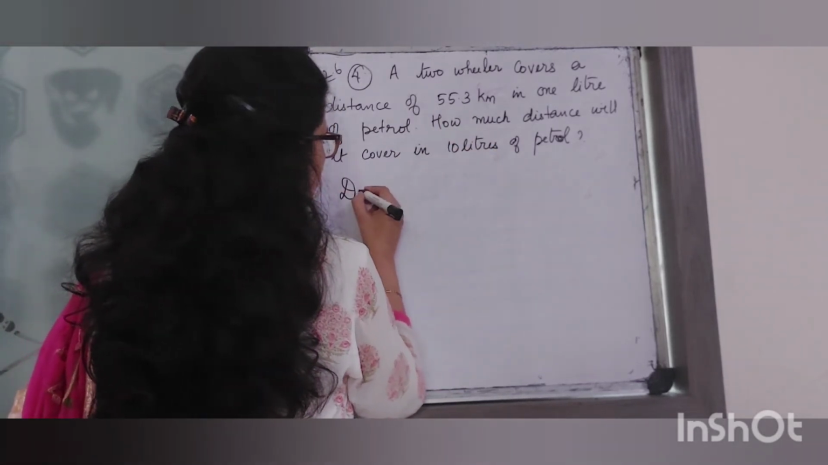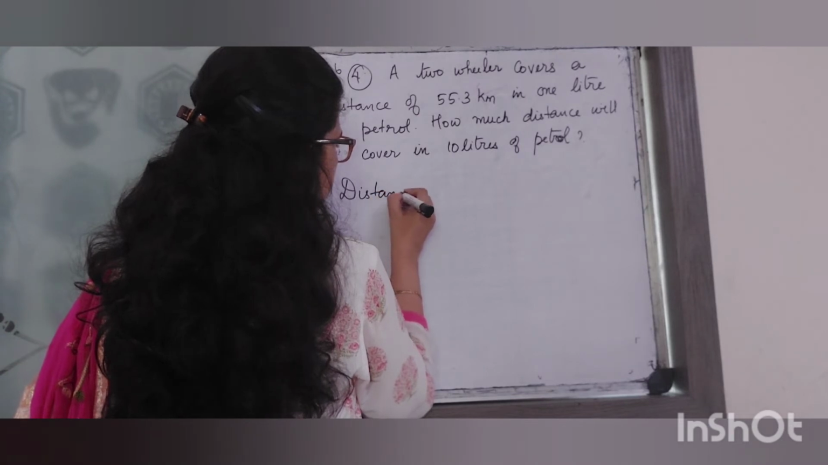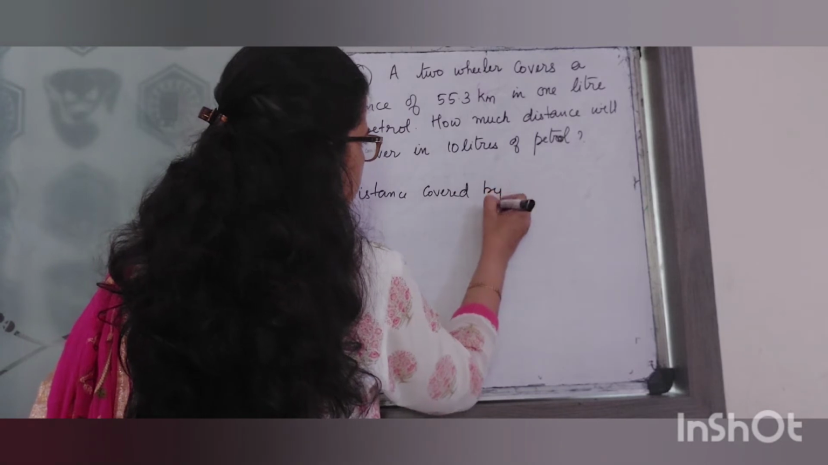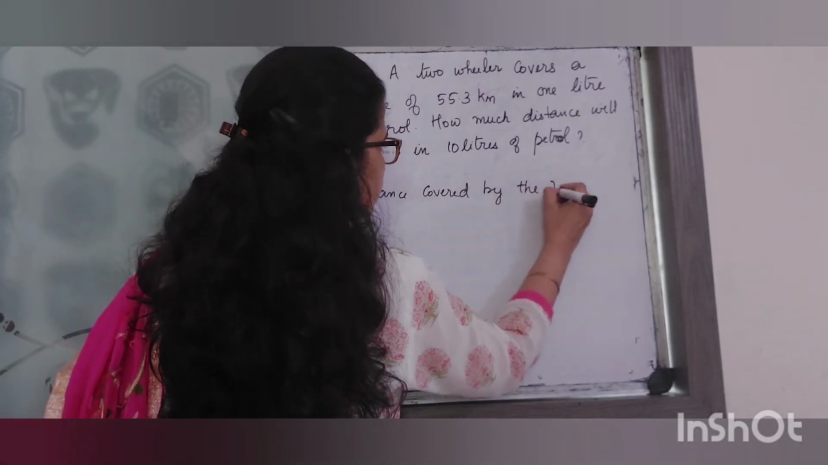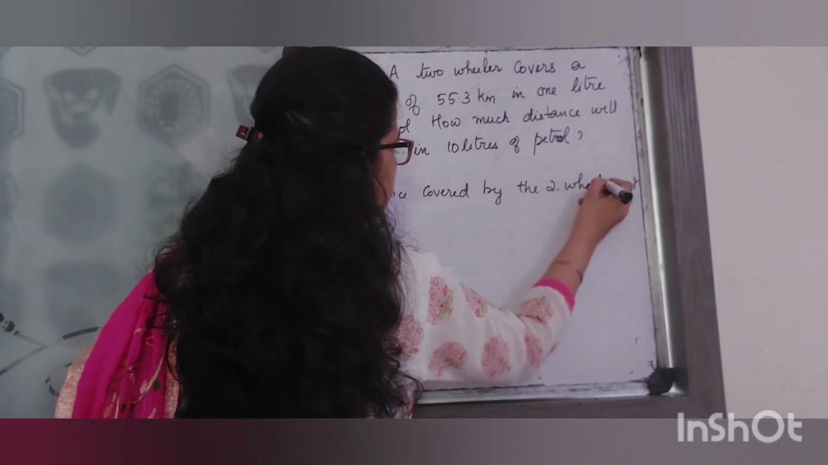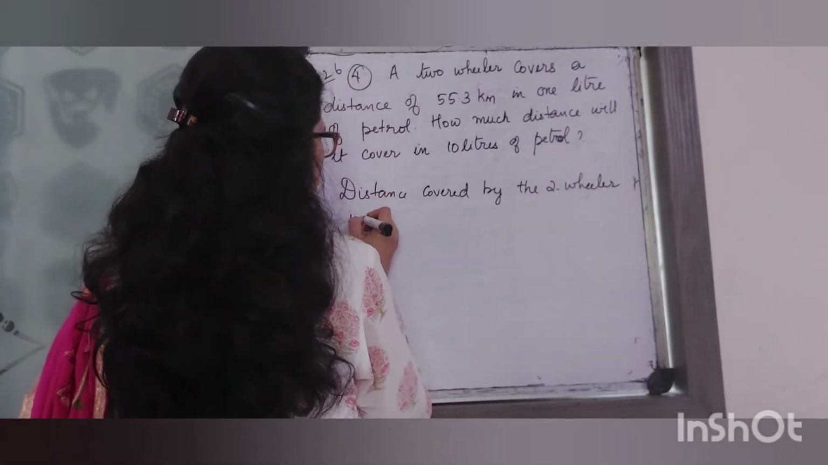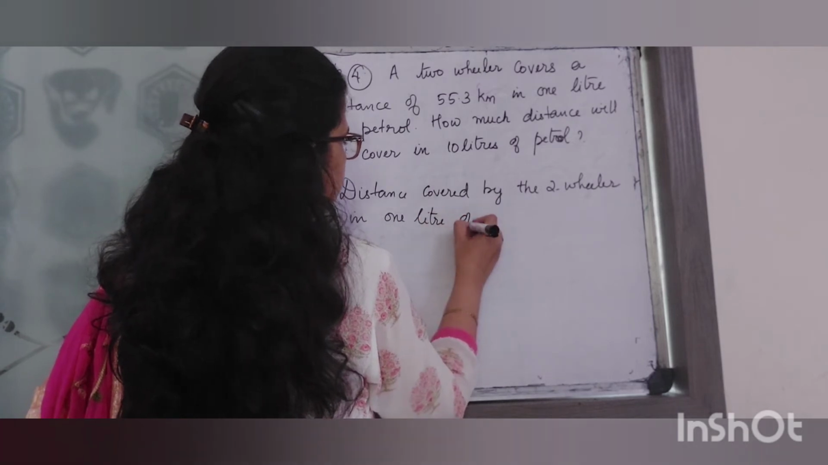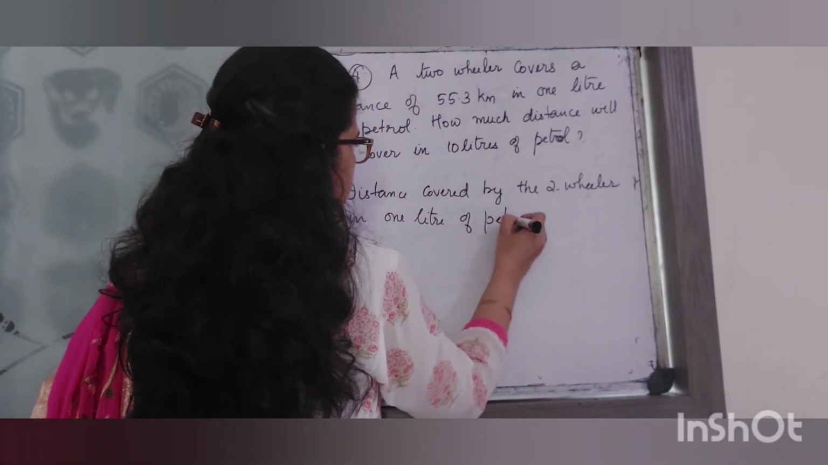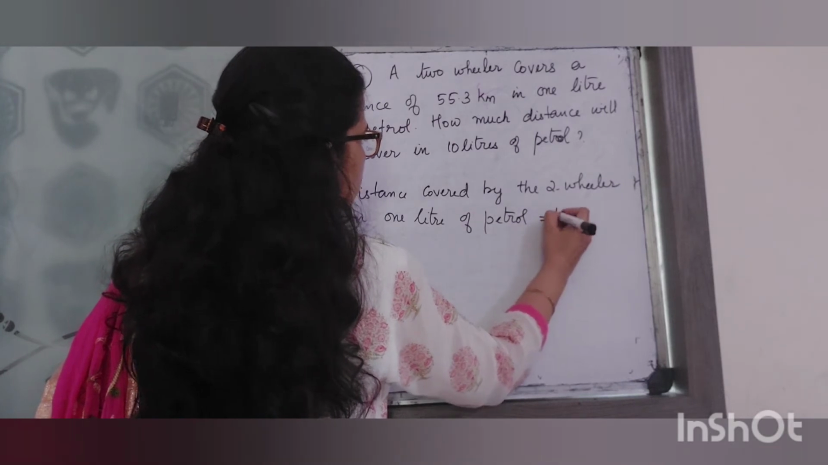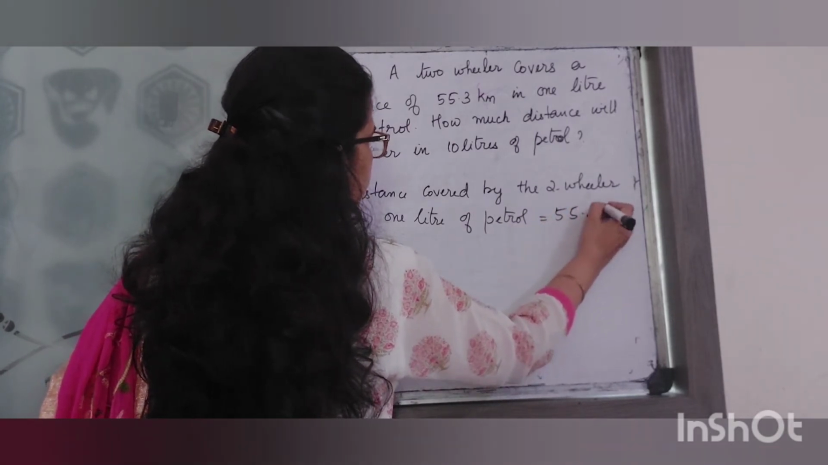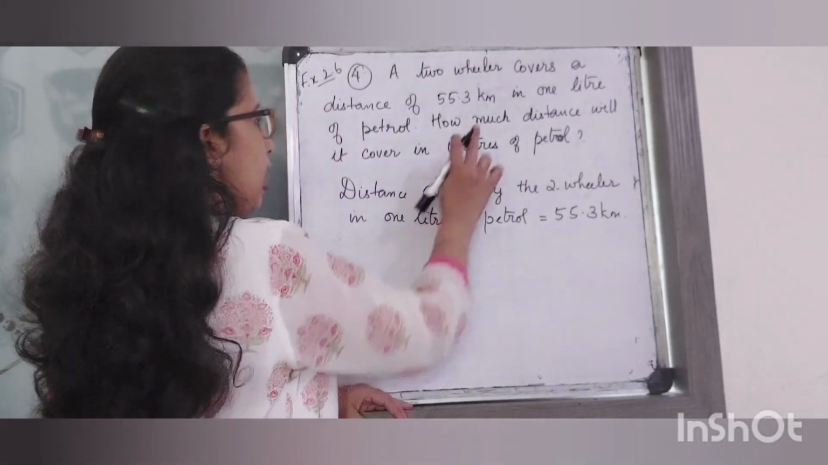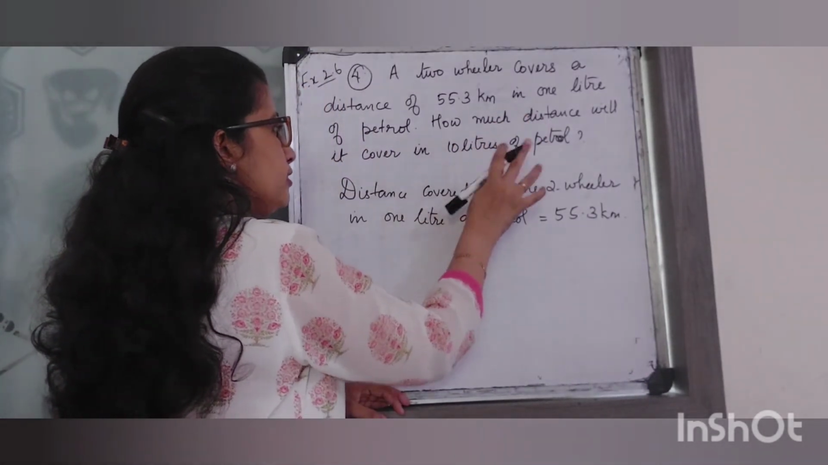A two-wheeler covers a distance of 55.3 kilometers in 1 liter of petrol. So distance covered by the two-wheeler in 1 liter of petrol is equal to how much? 55.3 kilometers. Okay, what will be the next statement? How much distance will it cover in 10 liters of petrol?